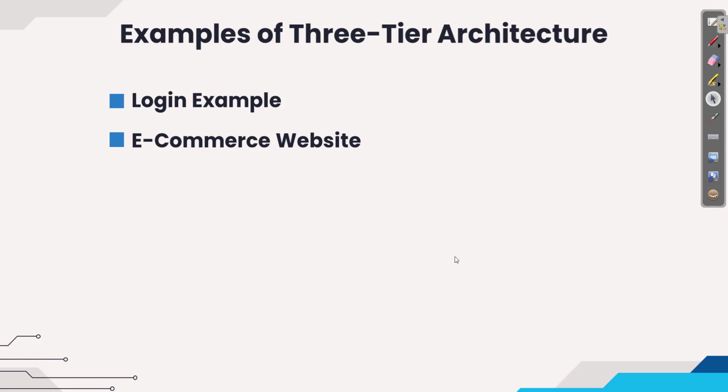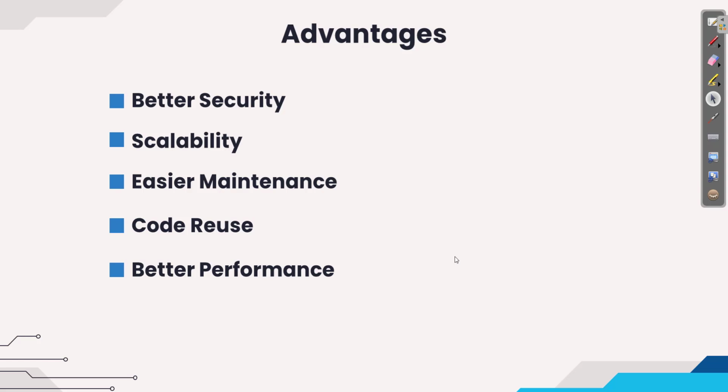In the current modern e-commerce website applications, this three-tier architecture has a lot of advantages. It offers better security, as you have seen. The backend system verifies the authentication and authorization.